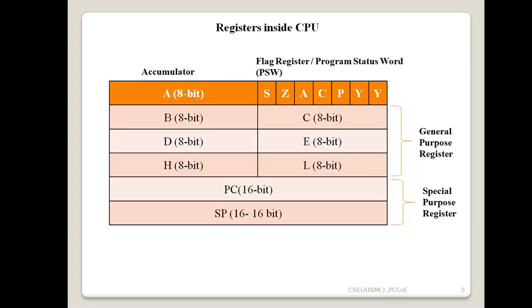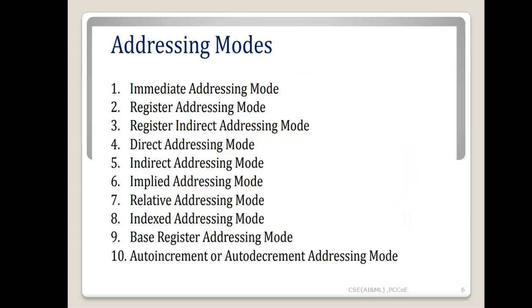There are different registers in the CPU, like accumulator, flag register, general purpose registers, special purpose registers. Registers are very fast storage locations, and accessing data from a register is much faster than accessing memory.